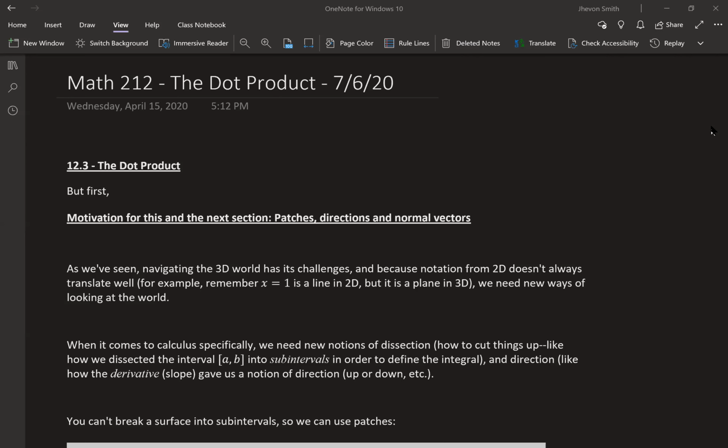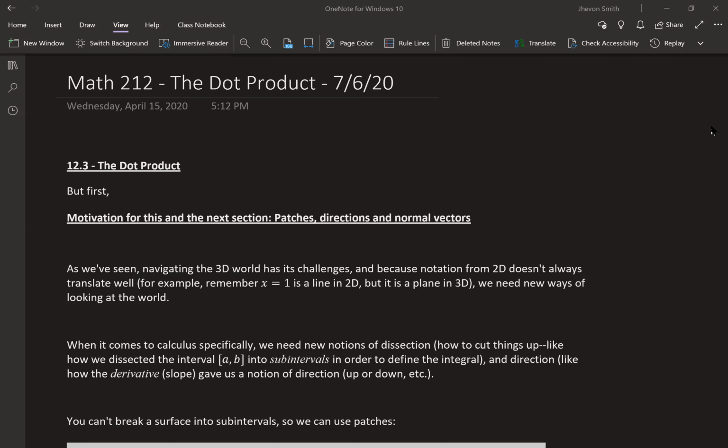But first, to talk about the motivation behind such a thing, we're going to talk about patches, directions, and normal vectors. Okay. So what you saw last time is that 3 dimensions was already a little bit different. It was a little bit weird compared to 2 dimensions. And we saw that there were things that we believed in 2 dimensions which, when you extend things to 3 dimensions, weren't quite the case. It wasn't enough. There was info being left out.